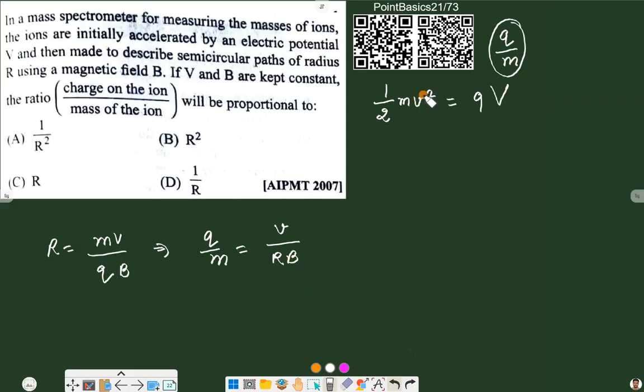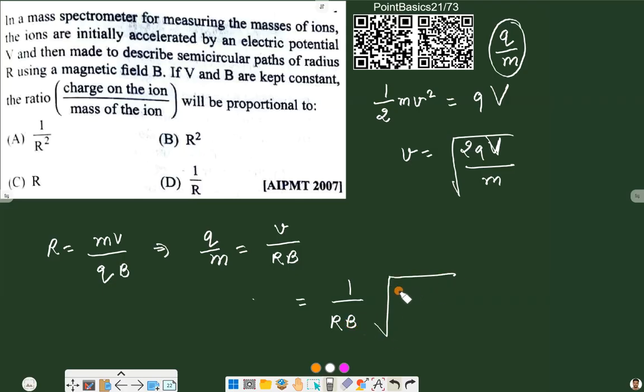So now we can find the value for velocity from here. From here, velocity is under root 2qV by m, where capital V is potential and small v is velocity. Putting this value here, we will have 1 by rB times 2qV by m. So we can further rearrange it like this, that this is q by m. Now we can see from here that we have q by m here, and we also have q by m here in the form of under root.